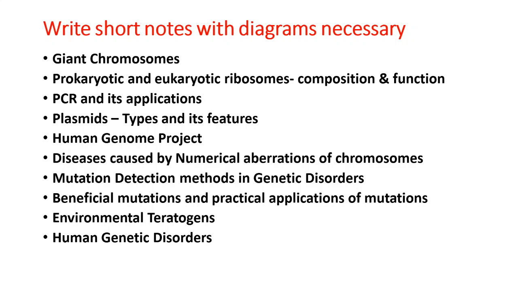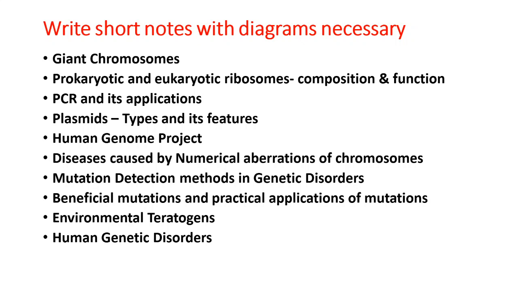And next, usually we are giving some topics for writing short notes in the record book. Here I am giving some topics, and you have to write some short notes with diagrams, and you can send them to me through mail. First is the topic on giant chromosomes, second, prokaryotic and eukaryotic ribosomes, their composition and function, third, PCR and its applications, fourth, plasmids, types and features, and fifth, the Human Genome Project.